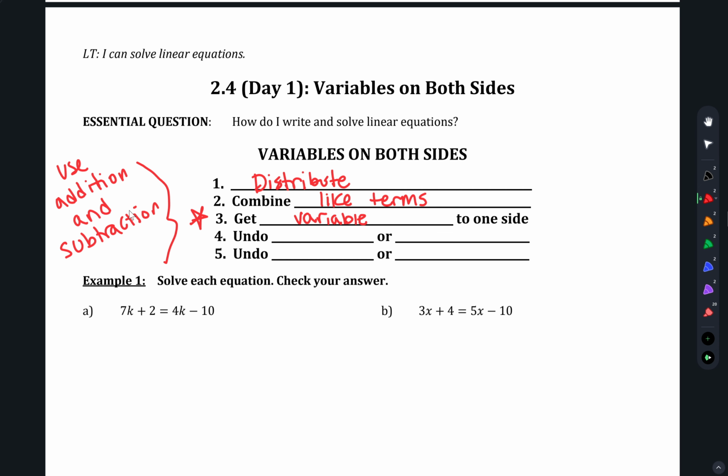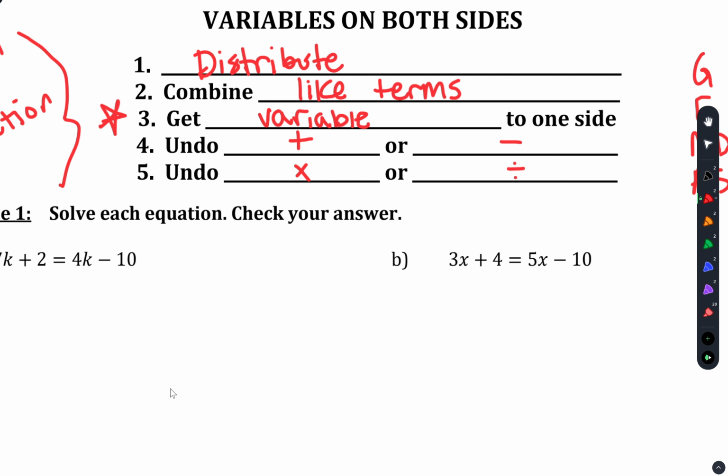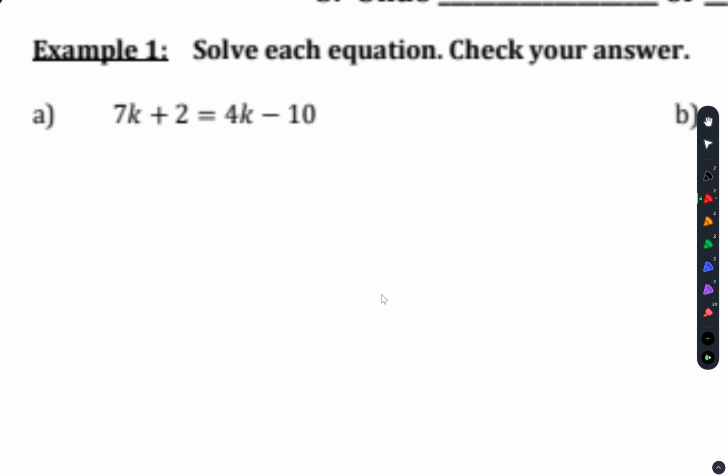After our variable is on one side, it should look like all of those other equations that we've been doing. So then we use our reverse GEMDAS, right? Starting with addition and subtraction and working our way backwards. So undo addition and subtraction, and then undo multiplication and division. Nothing too crazy here. Let's look at an example in letter A and see what we got.